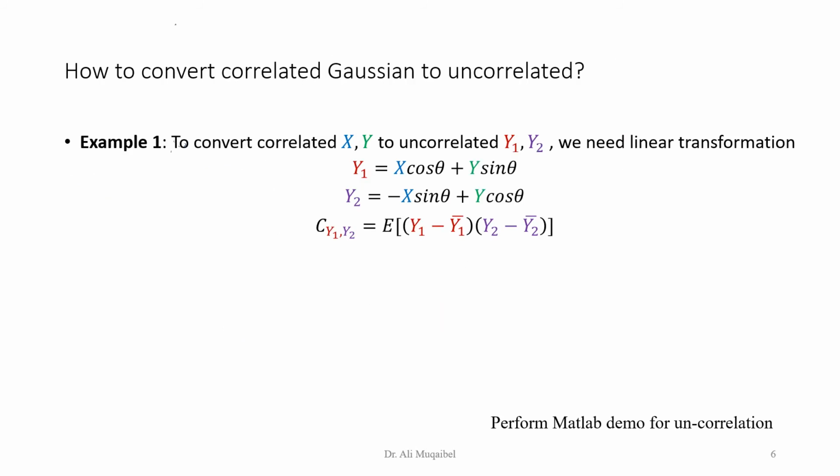In the following slide, we will go over the special case of converting correlated Gaussian x and y to uncorrelated Gaussian y1, y2. To convert correlated to uncorrelated, there are lots of applications. Some systems are designed and optimized for uncorrelated random variables. So you might need to change your incoming signal or incoming variables before you process them.